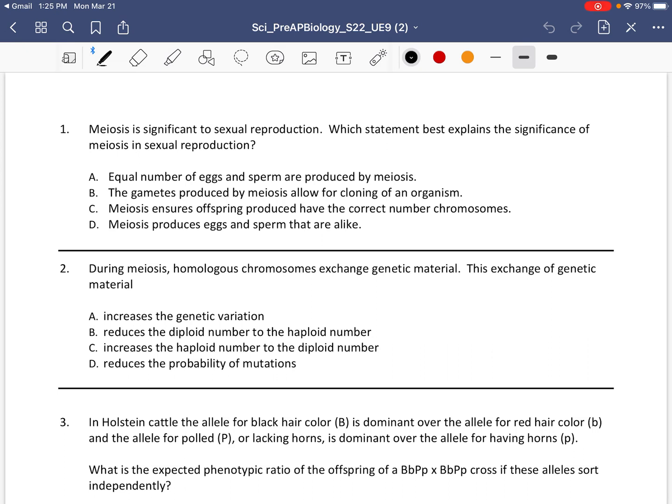Question 2. During meiosis, homologous chromosomes exchange genetic material. This exchange of genetic material, A, increases the genetic variation. B, reduces the diploid number to the haploid number. C, increases the haploid number to the diploid number. D, reduces the probability of mutations.